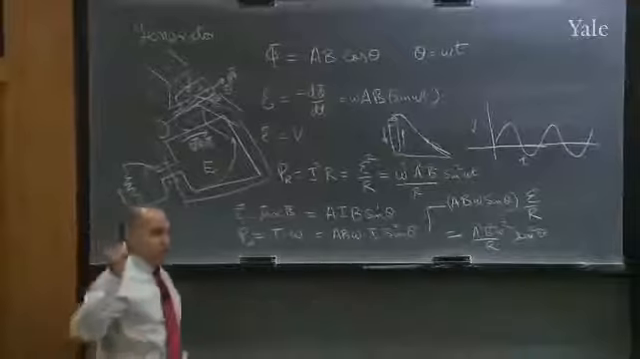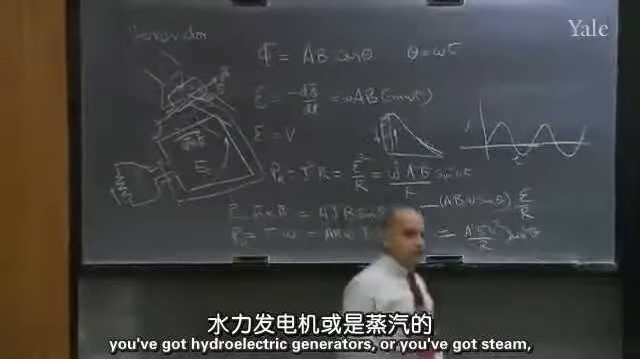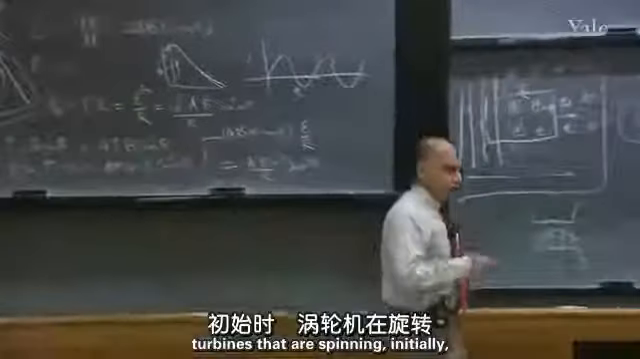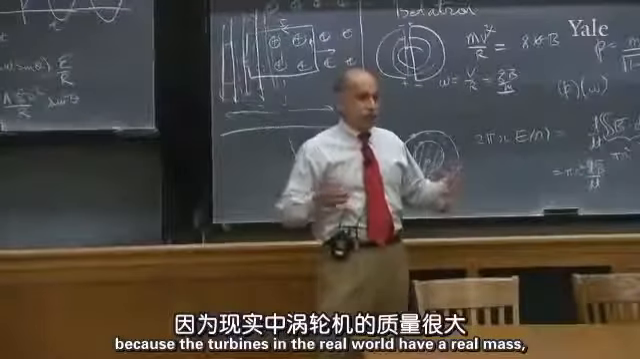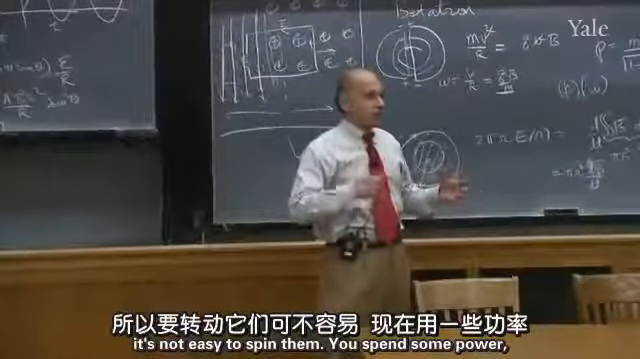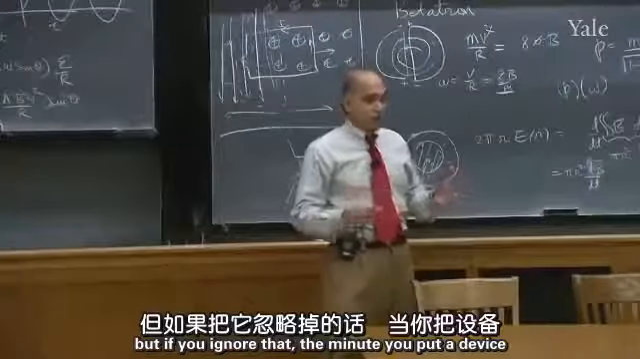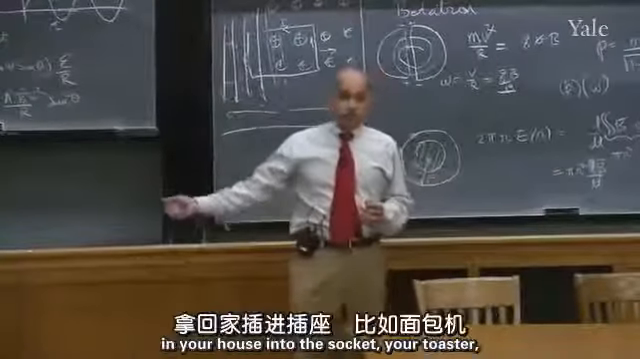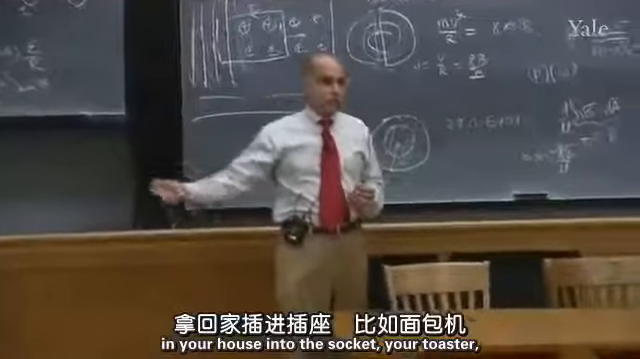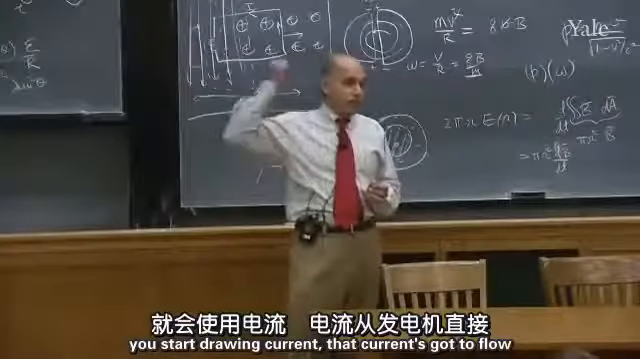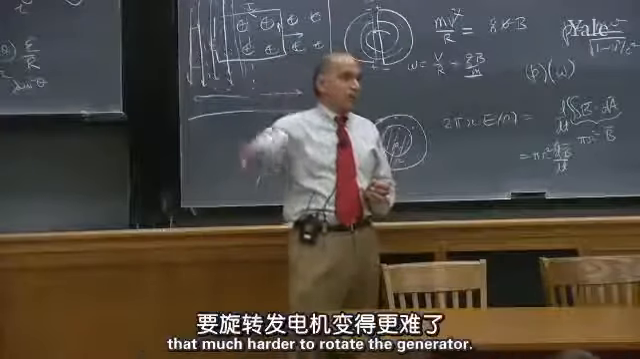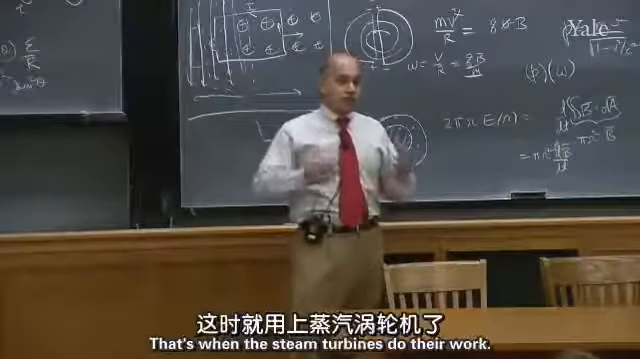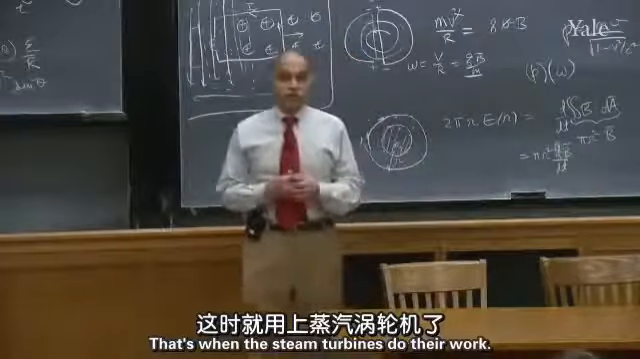So the generators, you've got hydroelectric generators, or you've got steam turbines that are spinning. Initially, because the turbines in the real world have a real mass, it's not easy to spin them. You spend some power. But if you ignore that, the minute you put a device in your house into the socket, your toaster, you start drawing current, that current's got to flow right through the generator. It's going to make it that much harder to rotate the generator. That's when the steam turbines do their work. That's when they pay for it.